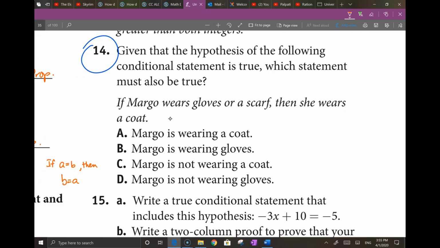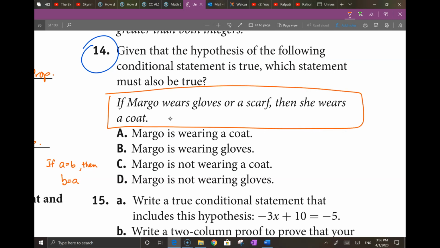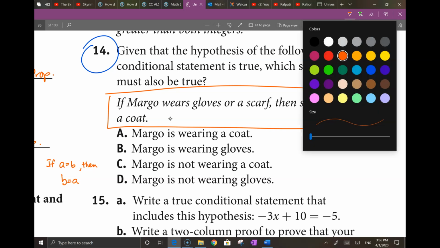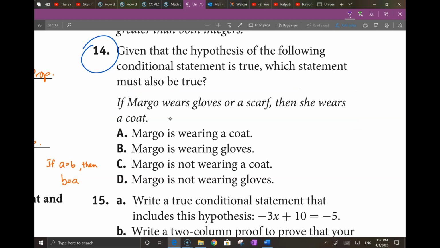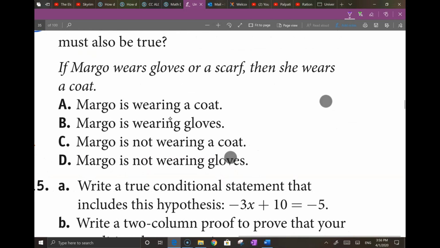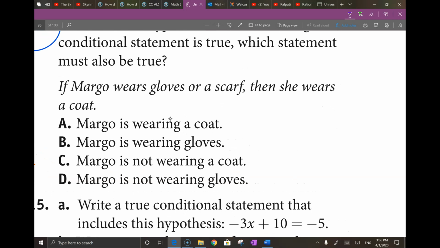Given that the hypothesis of the following conditional statement is true, which statement must also be true? And the conditional statement is right over here. If Margot wears gloves or a scarf, then she wears a coat. Now, it's telling you that she could be wearing a scarf or gloves, but not necessarily both. But there's one that is definitely true. Regardless of which one of these two items she's wearing, she will wear a coat. And so therefore the answer can only be letter A. Margot is wearing a coat.